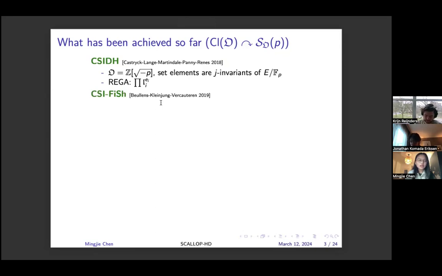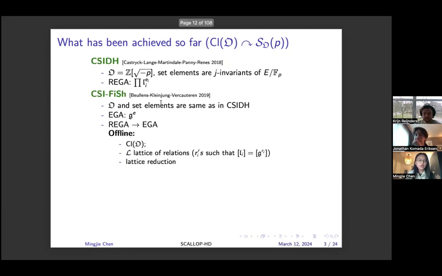In 2019, CSIDH is turned into an EGA, which is called CSI-FiSh, and the order O and set elements used in CSI-FiSh are the same as those in CSIDH. It's now an EGA, so how did they turn this REGA into an EGA? This is the general strategy here. The strategy is divided into two phases, one offline phase and one online phase.